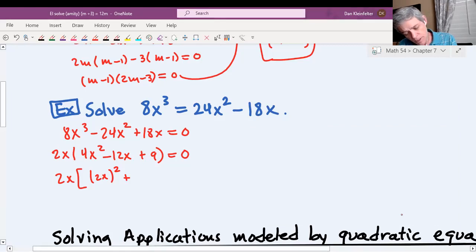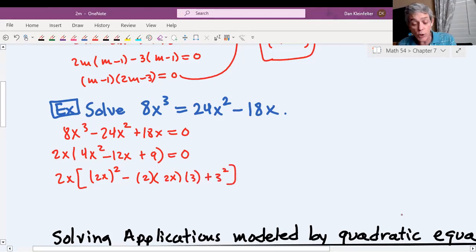In the middle, we should have 2, and then there's minus 2 times 2x times 3. And finally, the 3 squared in the back. So that's going to be a perfect square. We'll have 2x and 2x plus 3 squared.